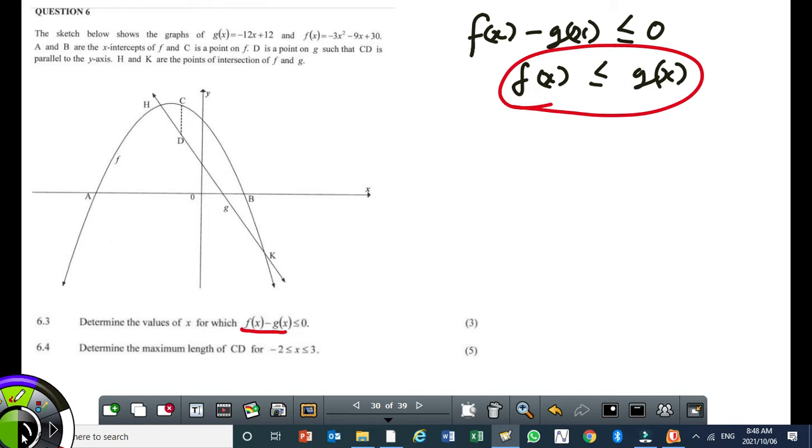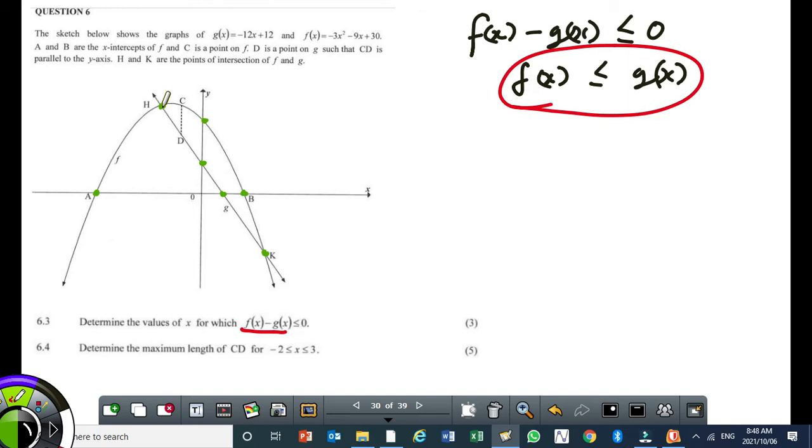If you look at the graph here carefully, you must check the critical points. The critical points are the x-intercepts, the y-intercept, and the points of intersection. Those are your critical points to be able to answer this question.